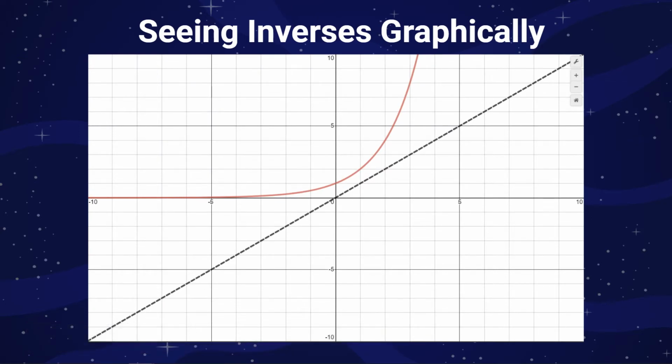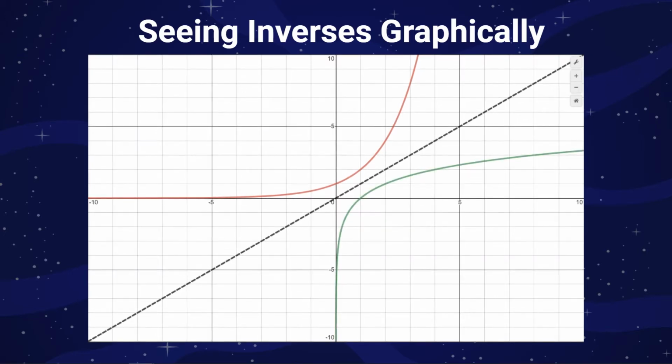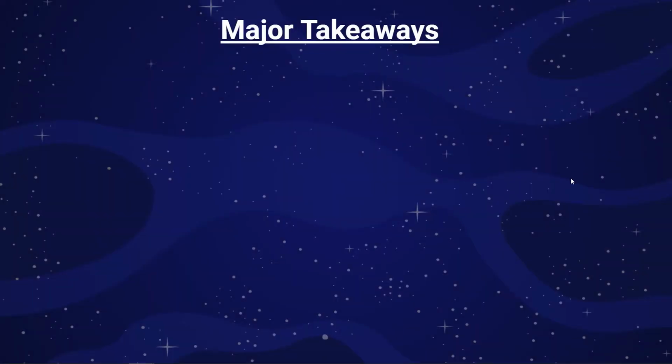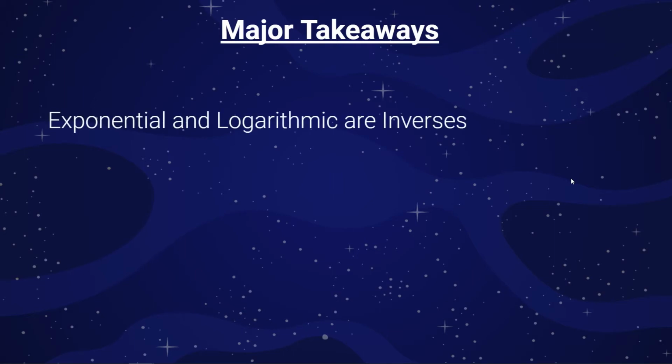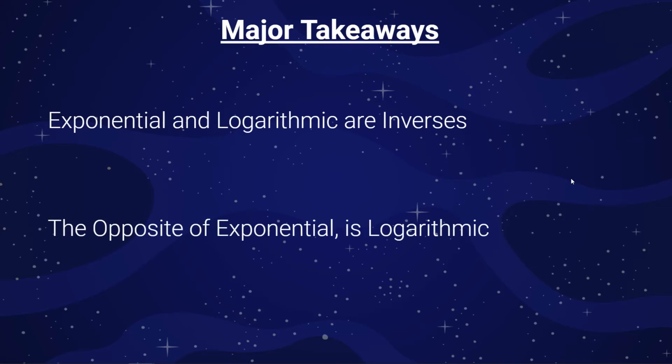So here is the exponential function, and you see our y equals x, and that is the logarithmic function. So you can see how they are reflected down. This orange is reflected down and becomes the green, okay? We weren't doing the mathematical version of it because we're not ready for that just yet. Exponential and logarithmic are inverses. The opposite of the exponential is the logarithmic and vice versa.